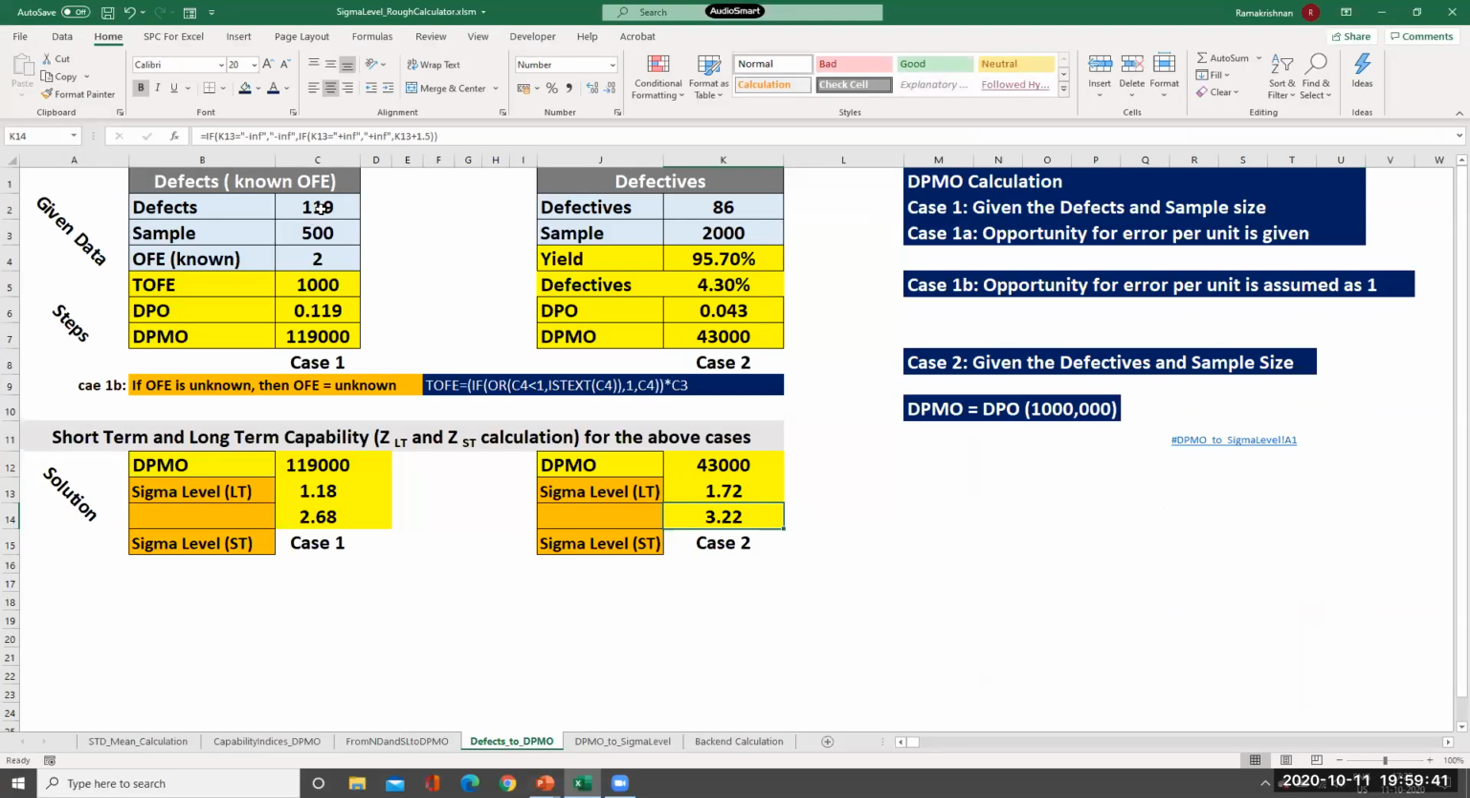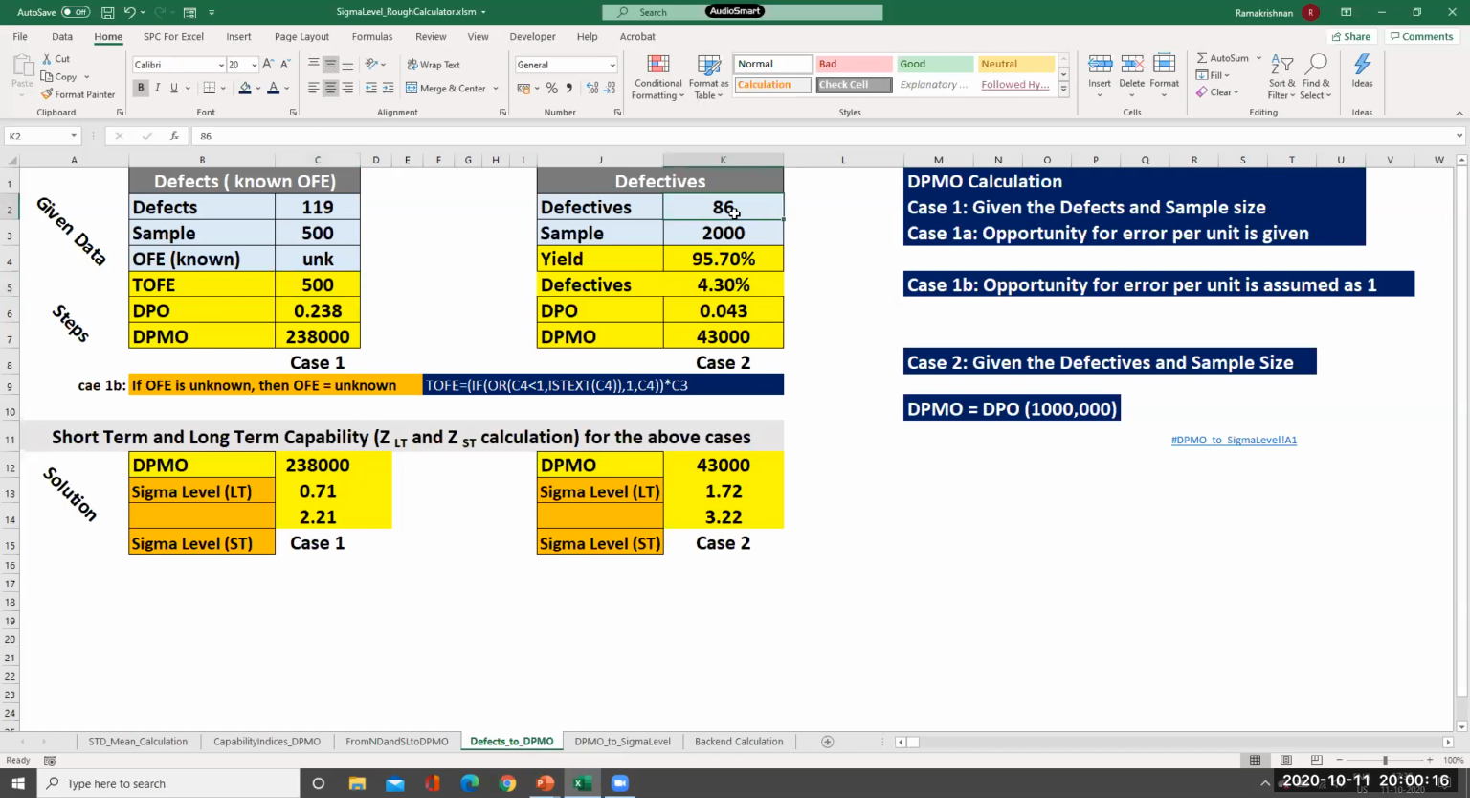Now here, 119 defects are there, 500 sample size. OIF is given as 2, I'll make it 3. Then you will see that DPMO is 79,333. And you can see the sigma level calculated here. And suppose I just say unknown. Then it will take it as 1. So 500 into 1 is 500, the OIF. Then DPO is 119 by 500, 0.238. Then it will be 238,000.